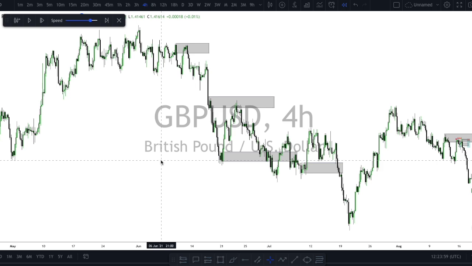This is going to be the first series, and the first episode that we're going to record based on institutional order flow, order blocks, and how to trade it perfectly, how to bring the structure of the higher time frame into the lower time frame for you to trade effectively.